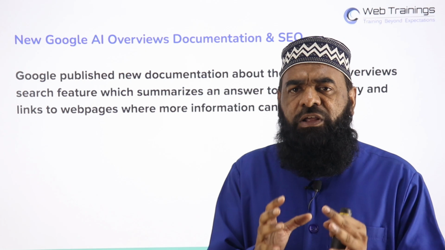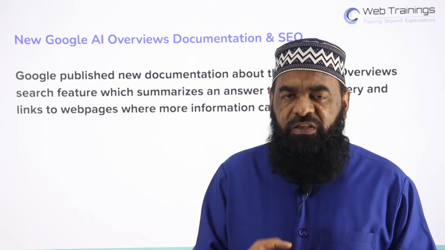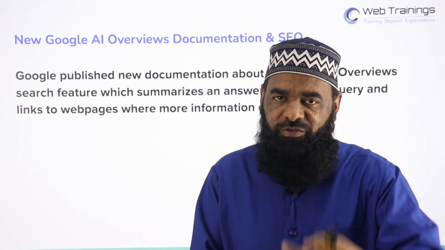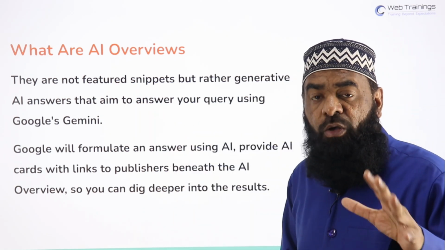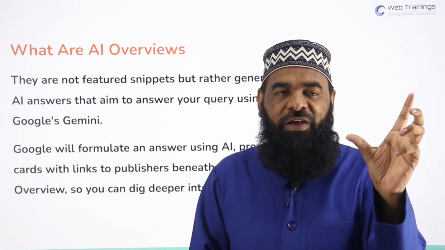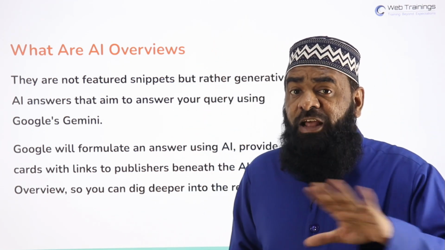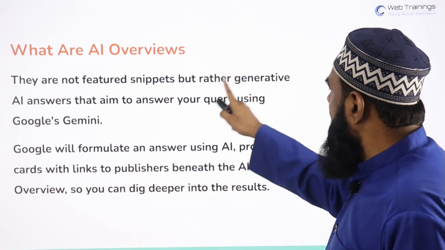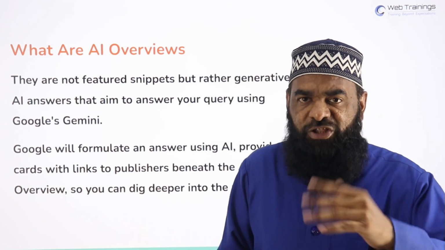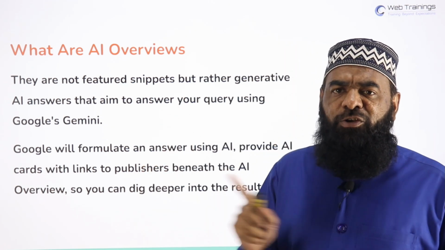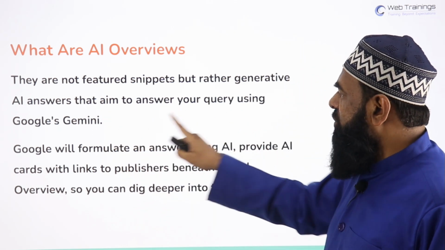So what is this Google AI Overview? It's a method by which Google is going to generate answers and show them in the Google search result. Now, how exactly does it look? Let's see the next slide. They are not featured snippets. In the past, we used to see featured snippets. If I ask a question like why the sky is blue, we used to see a featured snippet with a link. But these are generative AI answers, meaning all these answers are generated on the go like ChatGPT and Gemini, because this technology uses the Gemini 1.5 version. So these are answers that aim to answer the query using Google's Gemini.